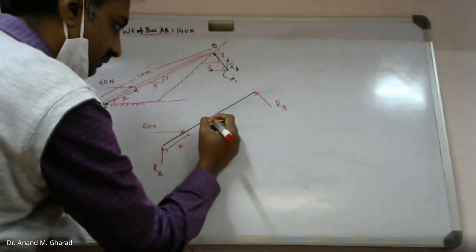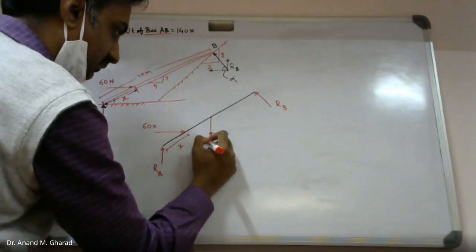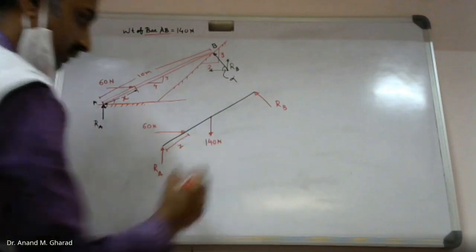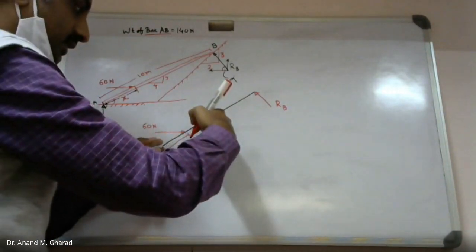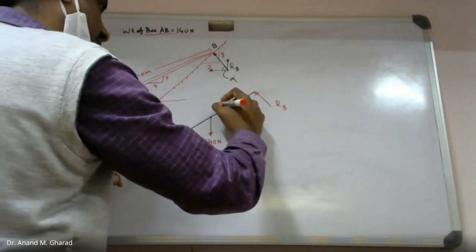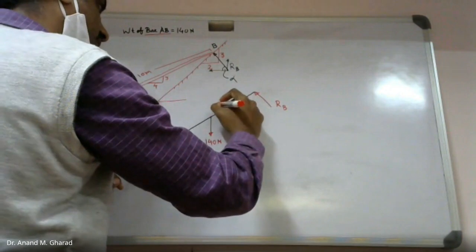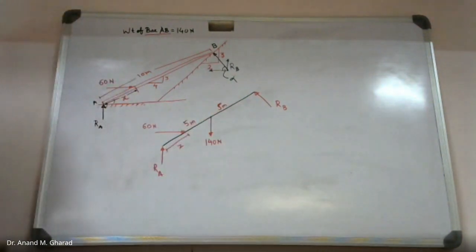One more thing is given: the self weight, the value is 140 Newton, acting. This self weight will be acting exactly at the center of this rod. How much is the total length? 10 meter. So this is 5 meter. This is 5 meter. Okay. Next.